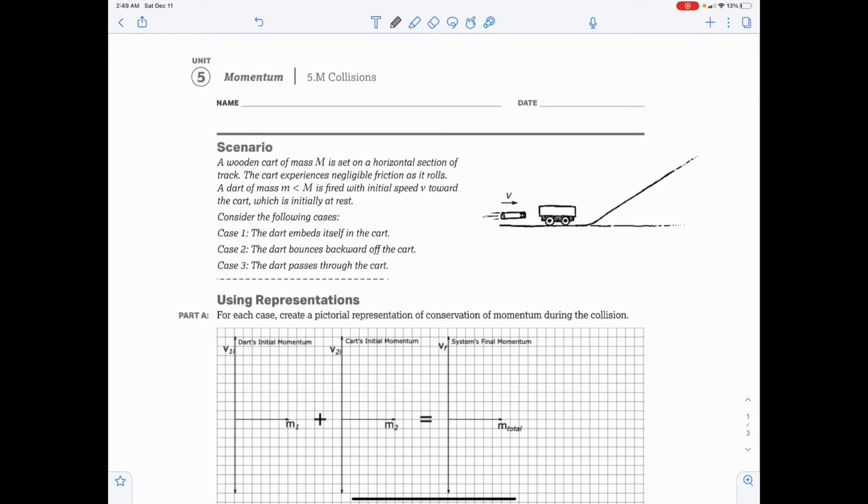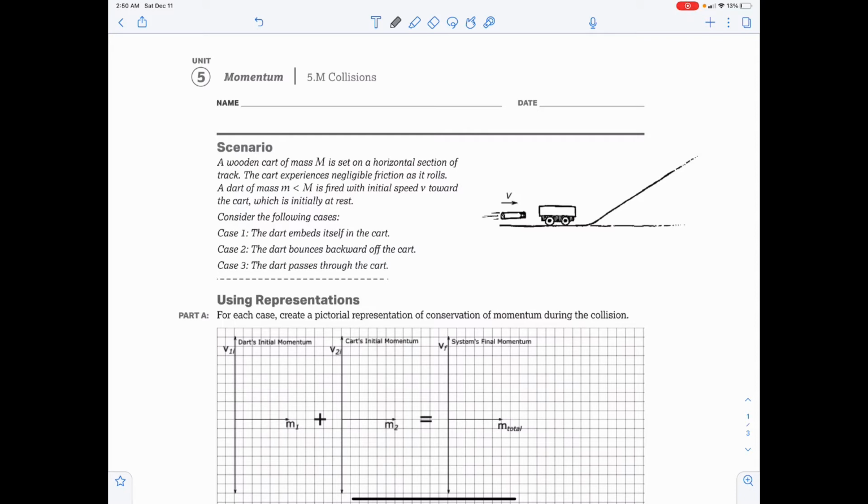AP Physics 1 Workbook, Unit 5, Momentum. Activity M, Collisions. Please remember to pause or rewind the video as necessary. Read the scenario along with me, please. A wooden cart of mass big M is set on a horizontal section of a track. The cart experiences negligible friction as it rolls. A dart of mass little m, which is less than the mass of the cart, is fired with an initial speed v towards the cart, which is initially at rest.